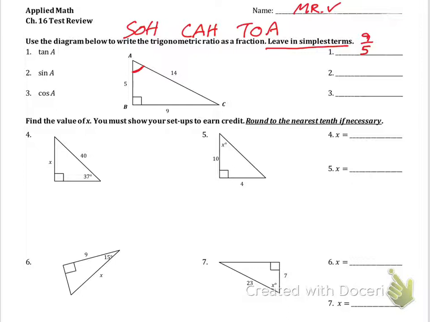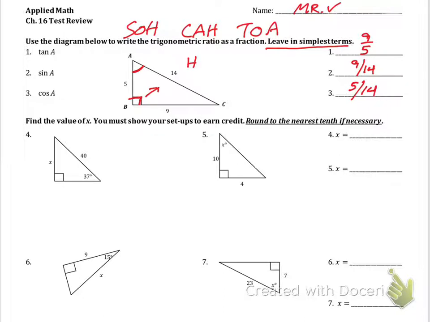Sine A is opposite over hypotenuse, and we know that this is the hypotenuse because this is where the 90 degree is, and that's on the opposite of that. So opposite over hypotenuse is 9 over 14. Can't reduce, we'll leave it as is. Cosine A is going to be adjacent over hypotenuse, which is 5 over 14. Can't reduce, leave it as is.